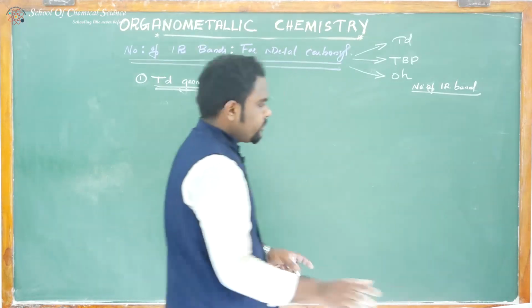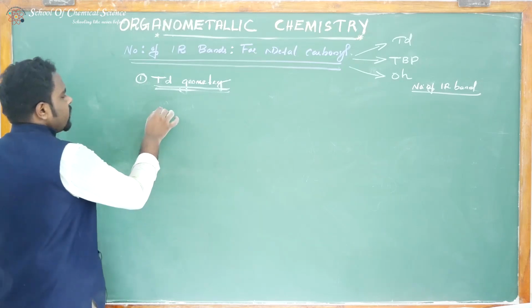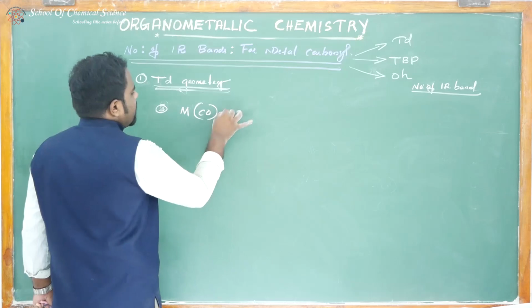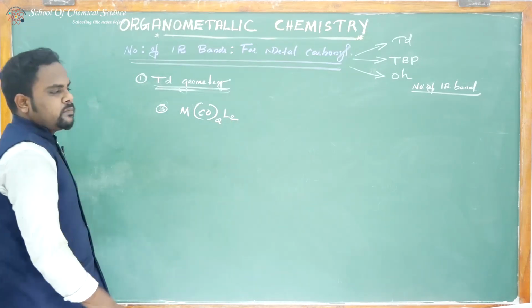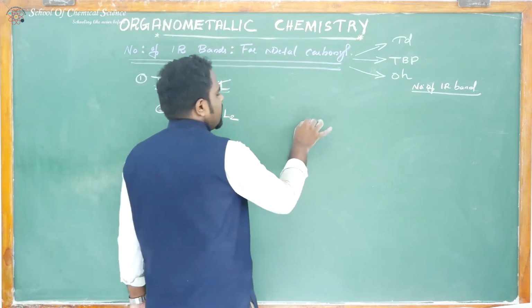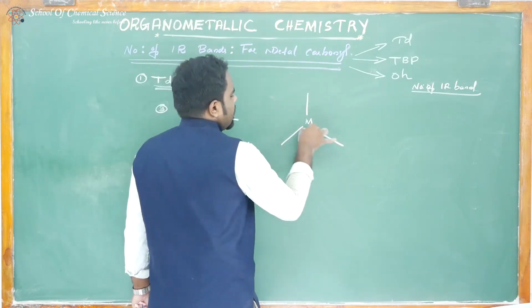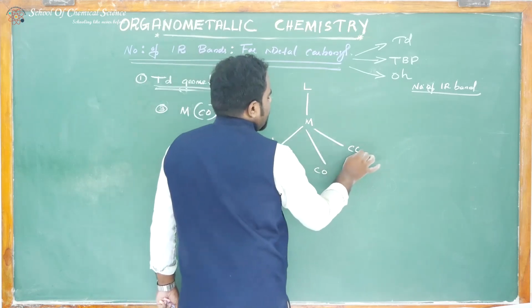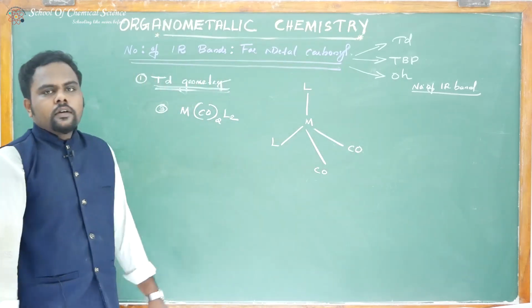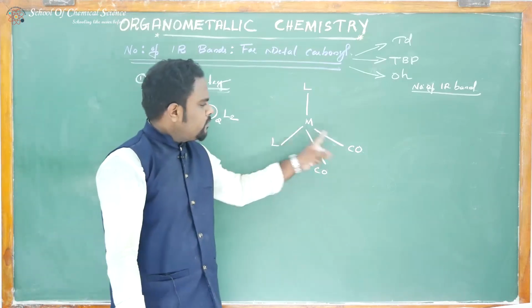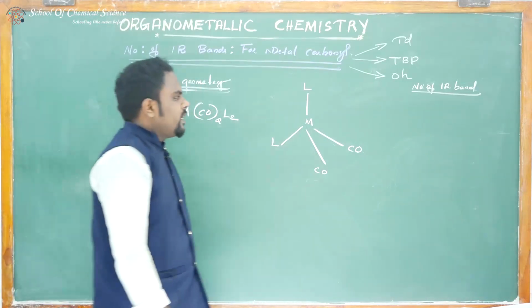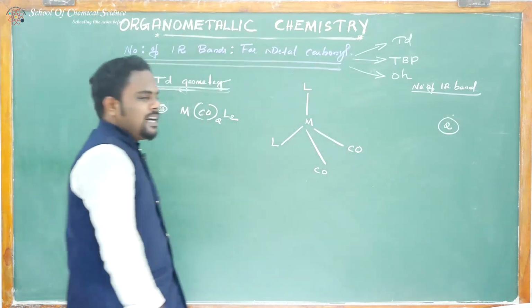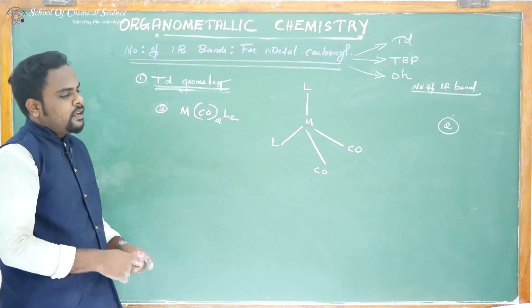Third case: 2 carbon monoxide replaced by 2 other ligands, MCO2L2. How can you represent it? Metal, tetrahedral geometry, here ligand, carbon monoxide, carbon monoxide. How many bands? Bend geometry. For bend geometry, the number of IR bands equals 2. Both the symmetrical as well as asymmetrical stretching are IR active.